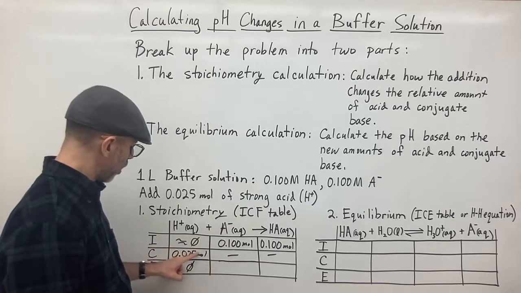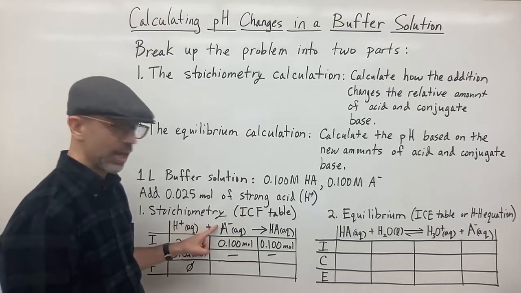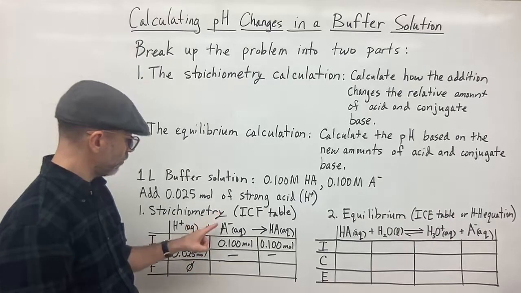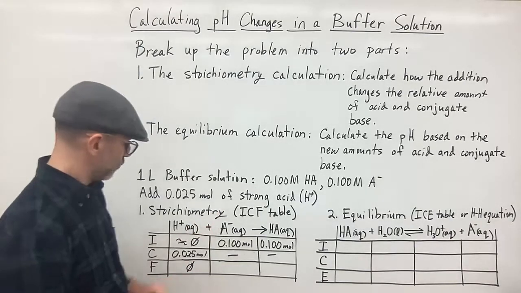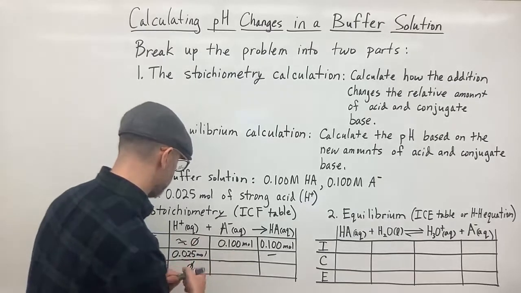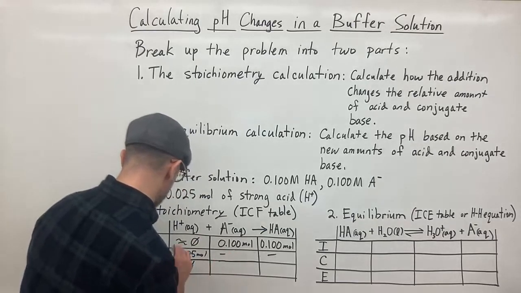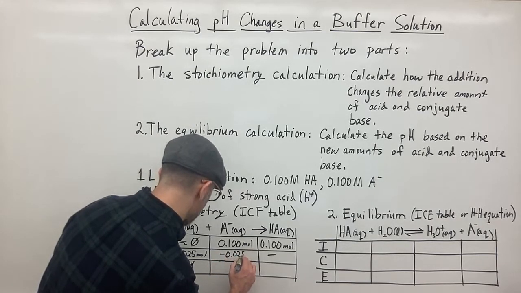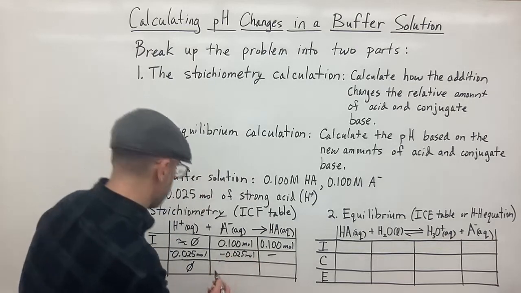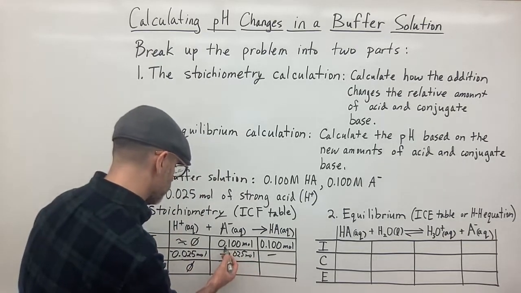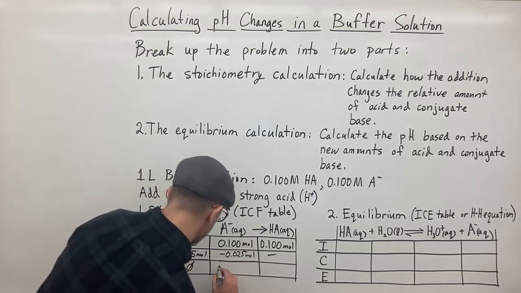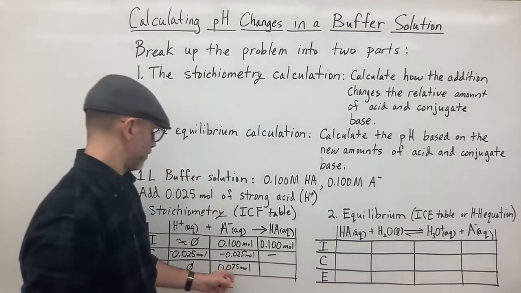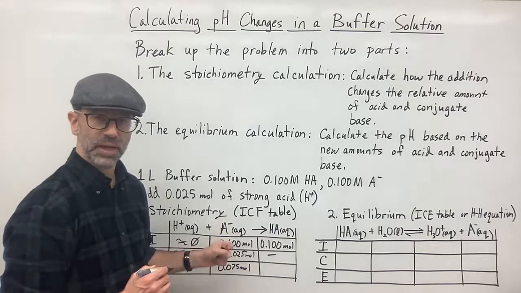So if all of this reacts with my A minus, then that means 0.025 moles of this will be gone. So basically, I'm going to be subtracting out. So this is going to be minus 0.025 moles. So I'm going to be subtracting that from 0.100. So then this becomes 0.075 moles. So I'll have that many moles of my conjugate base left over.